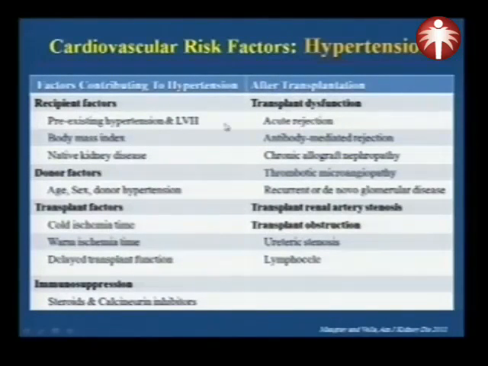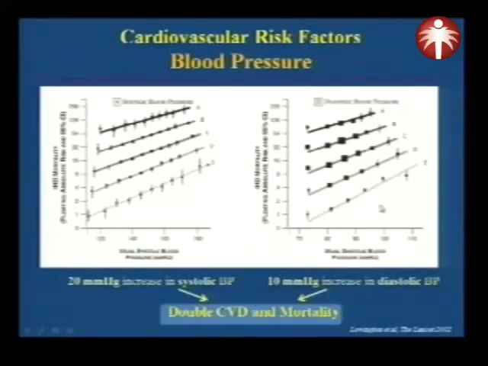Hypertension is a major risk factor also, and there are so many contributing factors to the development of hypertension. Either it's pre-existing before kidney transplantation or organ transplantation, or maybe it comes from donor factors or transplant factors, but specifically immunosuppressive medications have a great influence on increasing the blood pressure. I'll come to that in a minute. And there are other reasons for transplant dysfunction like acute rejection, antibody-mediated rejection, or chronic allograft nephropathy, then the transplanted renal artery stenosis and transplant obstruction.